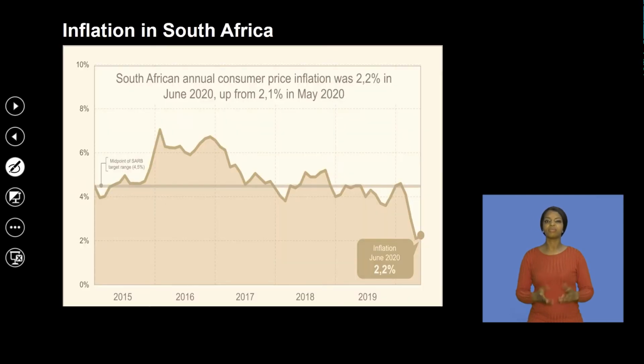Now let's look at a graph that tells us what is happening with inflation in South Africa specifically. This talks about the consumer price inflation, which was 2.2 in June 2020, up from 2.1 in May 2020. What does this mean? It means that at this point, things will be 2.2% more expensive than they were in the previous month or the previous year or the previous decade. And so you see, this is what shows you what exactly it means.